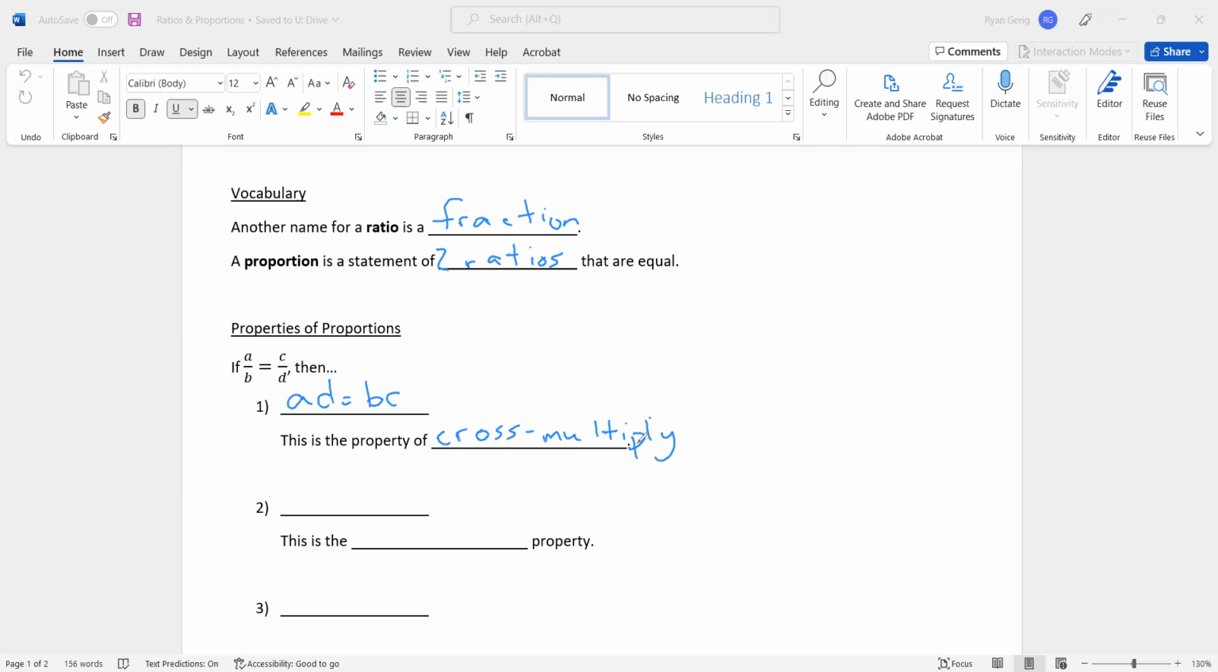The next property says that if A over B equals C over D, well, then B over A equals D over C. And those are just reciprocals. So if you take the reciprocal of both, they're still equal. That should make sense. If you've got 1/2 equal to 3/6, and that's the original statement, well, if I flip this one, 2 over 1, it's going to stay equal if I flip the other one, 6 over 3. They're both reduced down to 2. I'm going to go ahead and clear that.